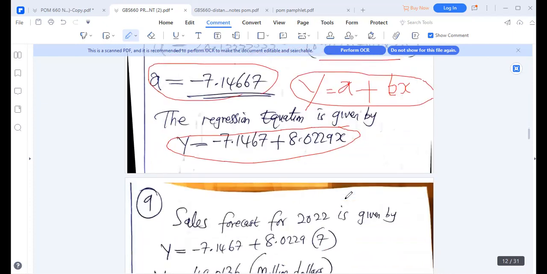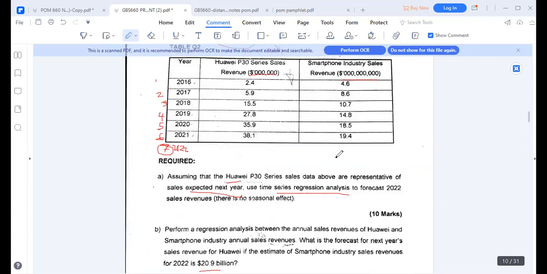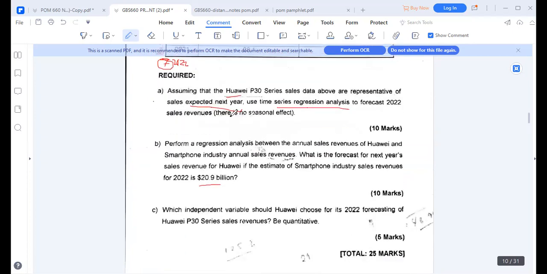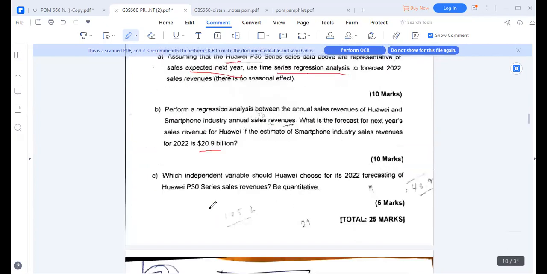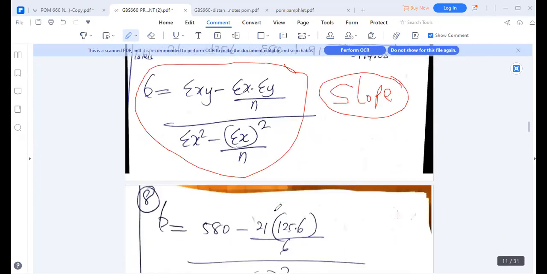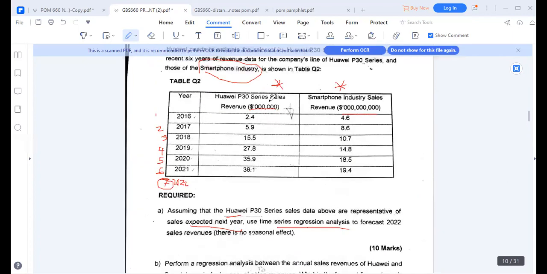So from here, you can find the forecast for 2022 based on the 7th year, because we came from the number of years that are listed here. They are 1, 2, 3, up to 6. Then 7th is for 2022. If today I ask you to find the forecast for 2023, you can count how many years they are from the beginning, where they started from, down to 2023, that will be the 8th year. Then that is what you substitute in the regression equation to find the sales forecast for that year.